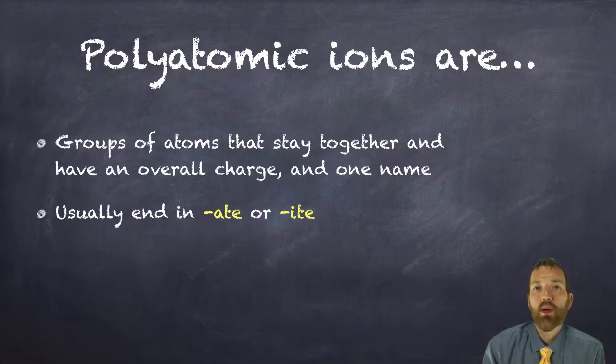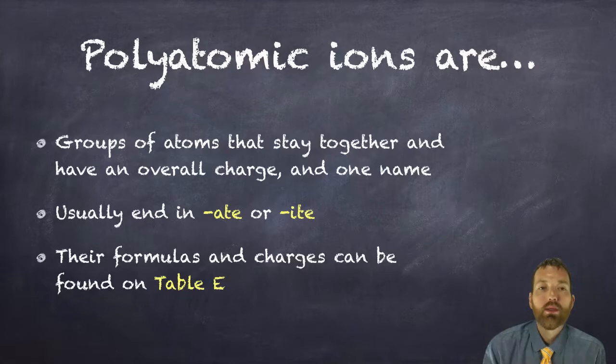So next I want to talk about polyatomic ions. These are groups of atoms that stay together and have an overall charge in one name. You should recognize a polyatomic ion by its ending. They usually end in ate or ite. Now there's a couple of exceptions, but most of them end in ate or ite. So their formulas and charges can be found on table E.